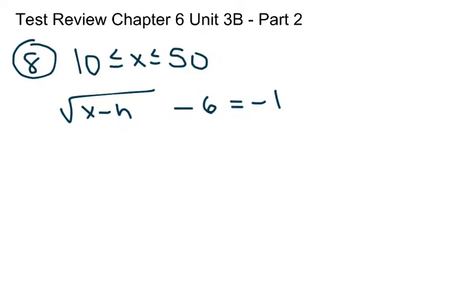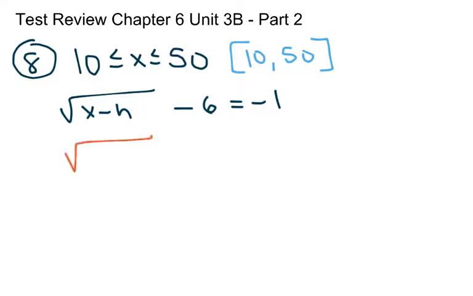This is part 2 of the Chapter 6 Unit 3B test review. We're on number 8. Number 8 says, if 10 is less than or equal to x is less than or equal to 50, which in something called interval notation looks like this. We want to know what values of h will be true for these x values. It's actually a very simple problem, even though you didn't see one like it in the homework.